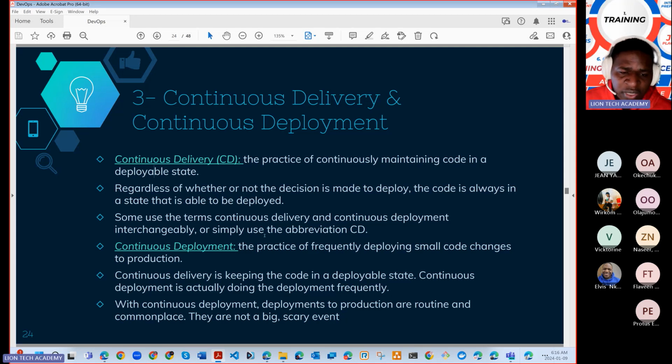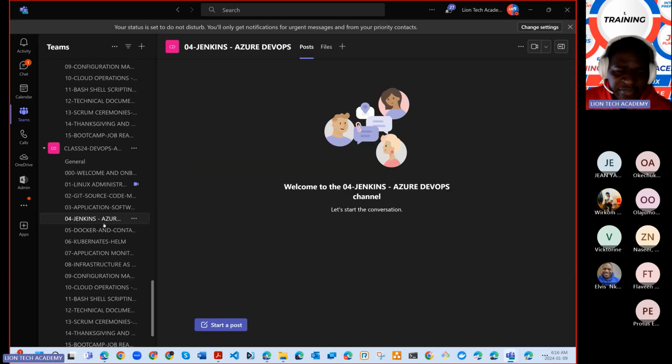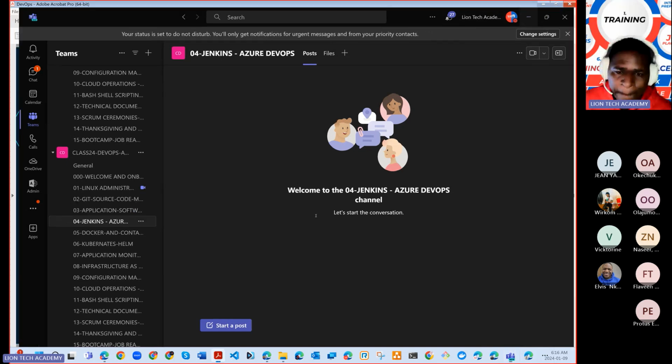So an interview question around this area is, what is the difference between continuous delivery and continuous deployment? Of course, we are going to examine this as we progress. This is covered in chapter 4, where we are going to cover continuous delivery and continuous deployment. It's a very, very interesting concept.